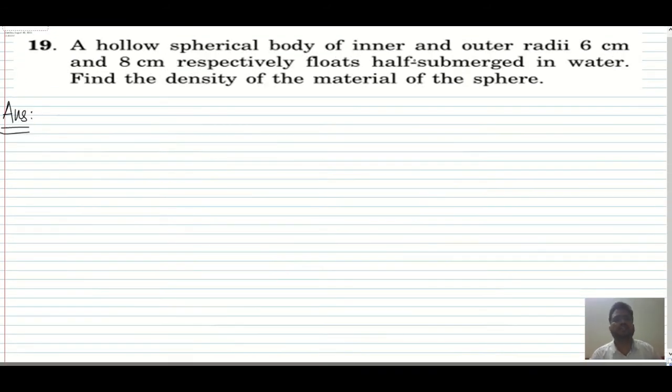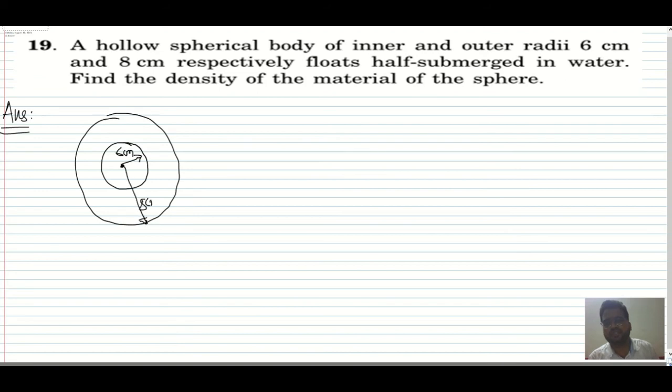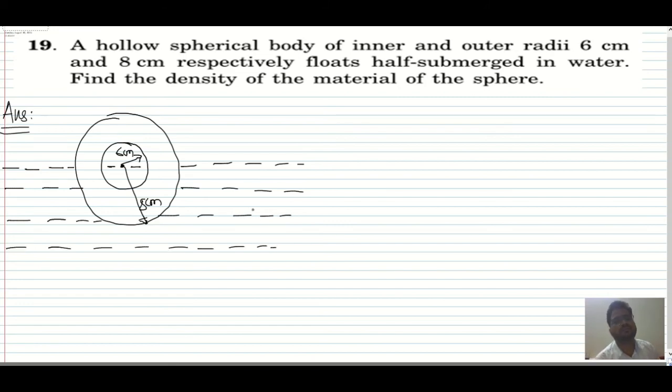A hollow spherical body of inner and outer radii 6 centimeter and 8 centimeter is given. The inner radius is 6 centimeter and the outer radius is 8 centimeter. It is half submerged into the water, as you can see over here. Find the density of the material.